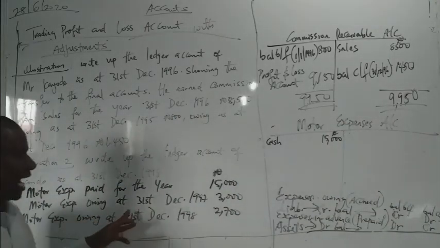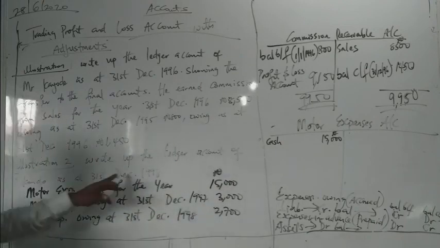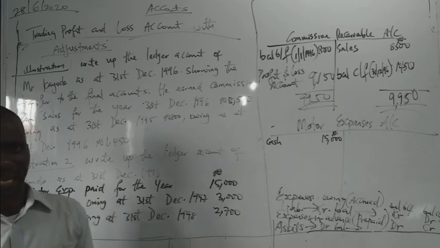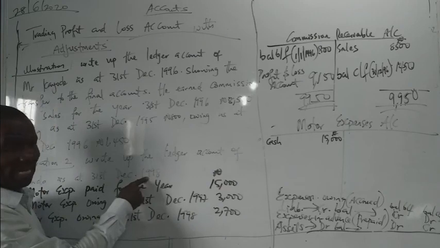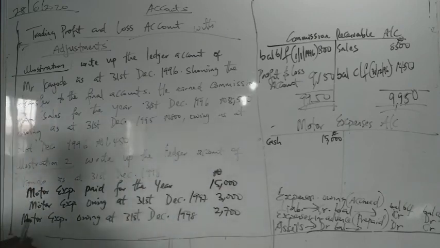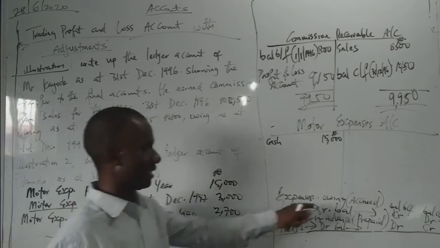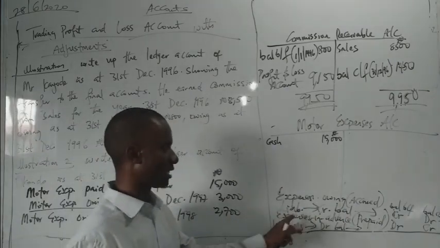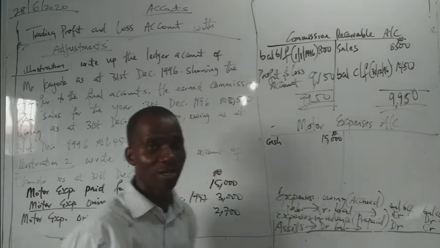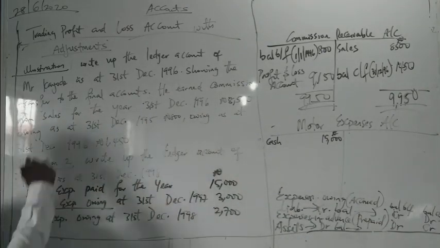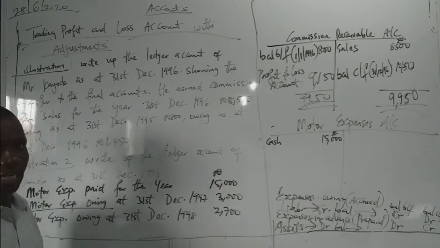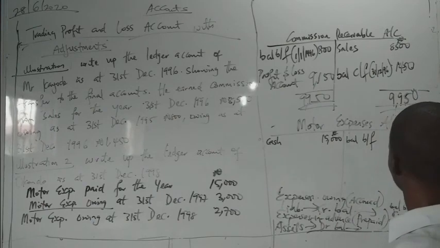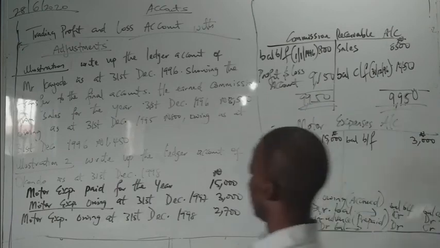Now, let's go to the next item. Motor expenses owing at 31st December 1997. Remember, we are dealing with 31st December 98. So this one, as at December 31st, 97, is closing balance. Then it is carried forward to the present year, 1998, and it will be the opening balance. And we said motor expenses owing is a liability. And all liabilities, the opening balance is always on the credit side. It's closing as of 31st December 97, but it's opening as of 1st January 1998. So we'll put it here, opening balance, 3,000.